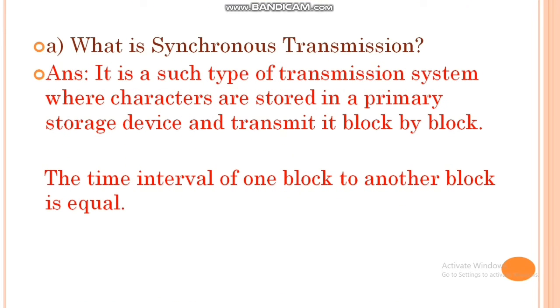Now come to the first question. What is synchronous transmission? It is a type of transmission system where characters are stored in a primary storage device and transmitted block by block. The time interval of one block to another block is equal. Here synchronous means equal time. That means the time interval between two blocks is the same. For this reason, this transmission system is known as synchronous transmission.